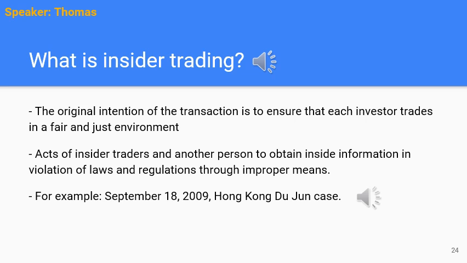For example, in 2009, the Hong Kong Du Jun case refers to Du Jun, a former managing director of the fixed income department of the investment bank Deutsche Bank Asia in Beijing, who was found guilty of insider trading while serving as a financial advisor in Hong Kong. A Hong Kong judge convicted Du Jun of 10 counts of insider trading and sentenced him to 7 years and 3 months in prison.